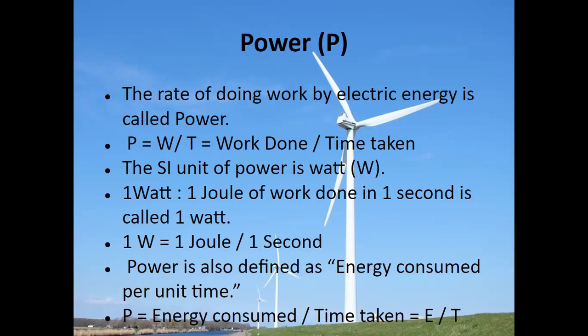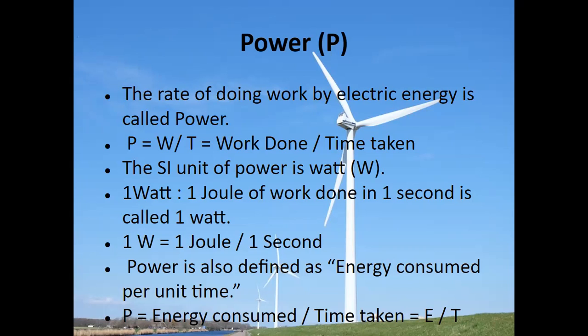The rate of doing work by electric energy means the electric energy is doing the work. When we take the rate of doing work, meaning in a particular interval of time, that is known as power. The rate of doing work by electric energy is called power. Equation: P is equal to W by T. P means power, W means work done, T means time taken.